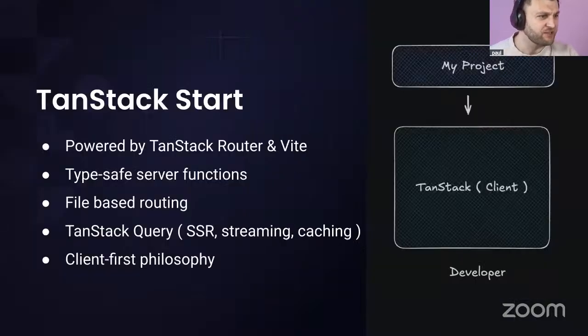And TanStack Start is pretty cool. It's a framework built around TanStack Router and Vite. It has type-safe server functions and file-based routing. And if you want something more dynamic, you could also just get stuff client side with TanStack Query. And I like the fact that they go with a client-first philosophy. And I think for beginners, sometimes jumping into frameworks like Next.js, because it really blurs the front end from the back end, could be a little bit confusing. So I like the fact that you have other options that allow you to do things in different ways.